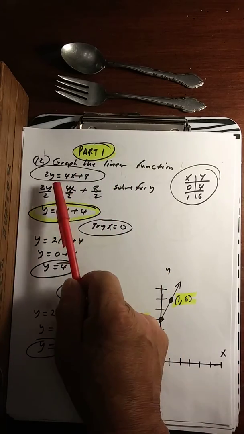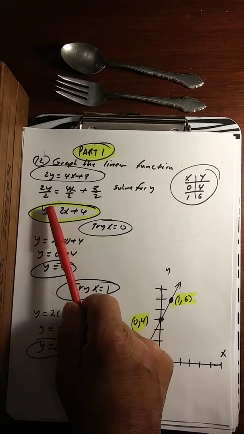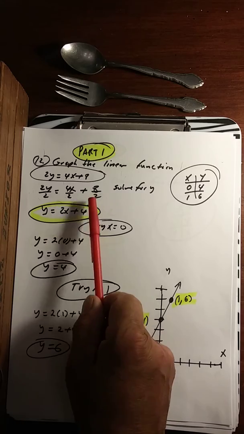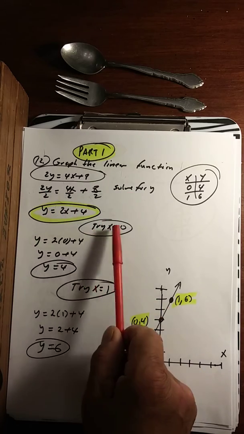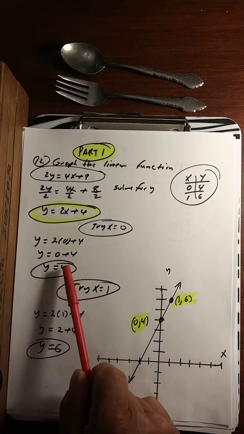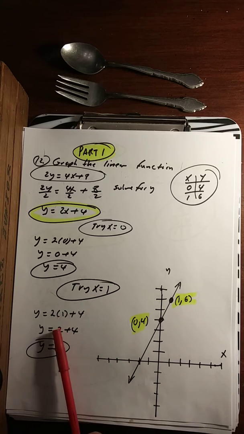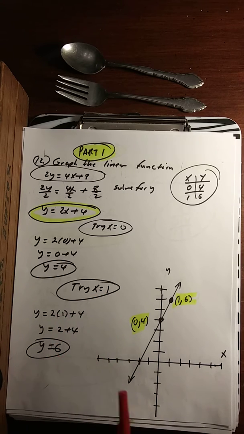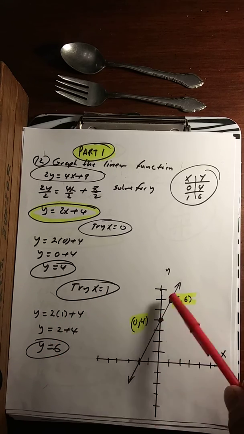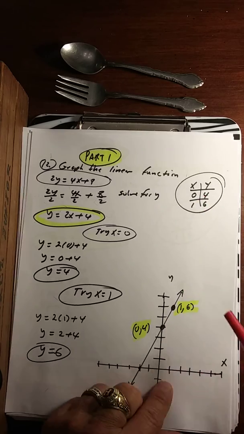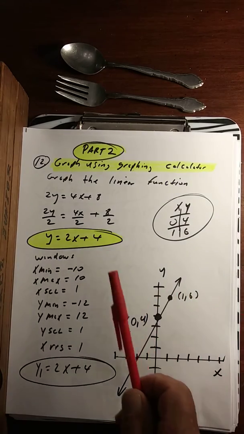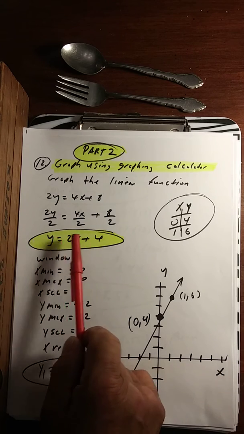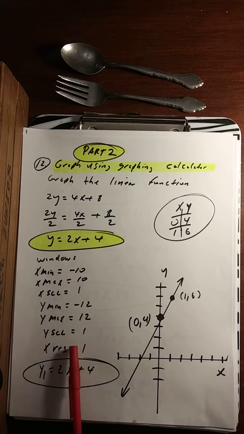Graph the linear function. Divide by 2, by 2, by 2. So y equals 2x plus 4. So now try 0. 2 times 0 is 0 plus 4. There it is. Then 1: 2 times 1 is 2, and 2 plus 4 is 6. Connect the dots: 0, 4 and 1, 6. Or same thing, solve for y. And once you get here, set the windows in your calculator, and you put y1 equals this, and it'll give you the same graph.